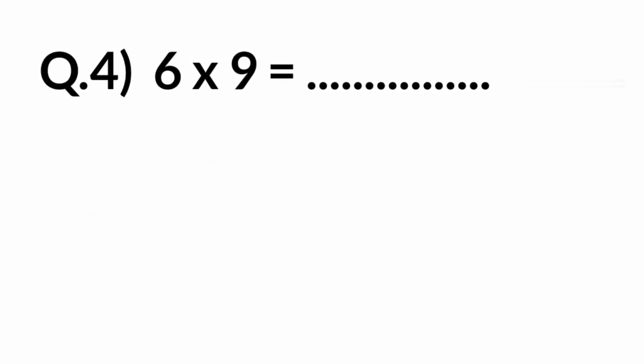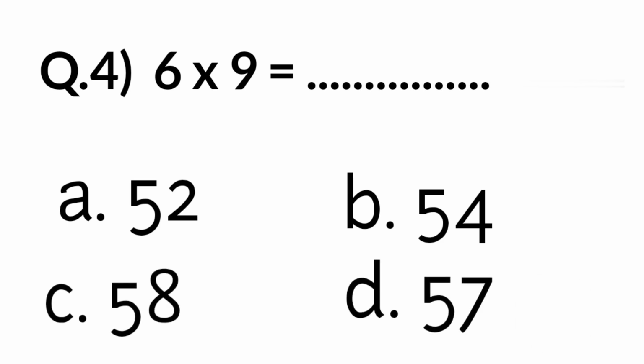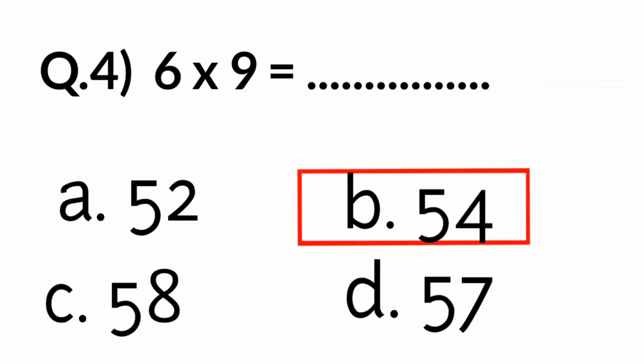Question number 4. 6 multiplied by 9 is equal to option A 52, option B 54, option C 58 and option D is 57. Correct answer is option B 54.